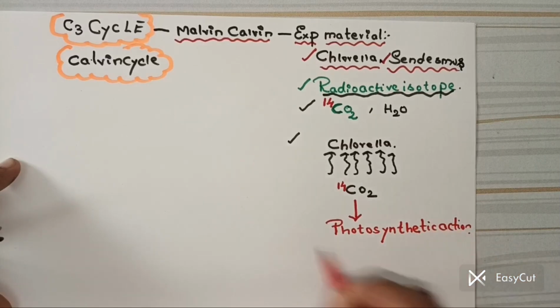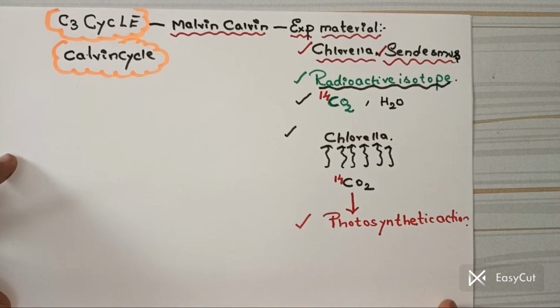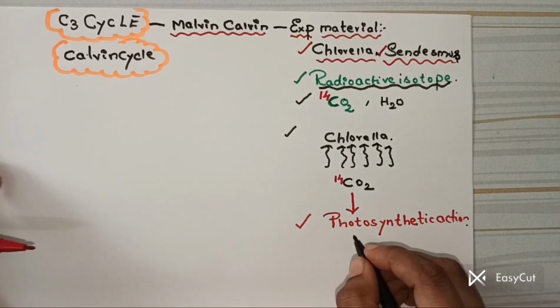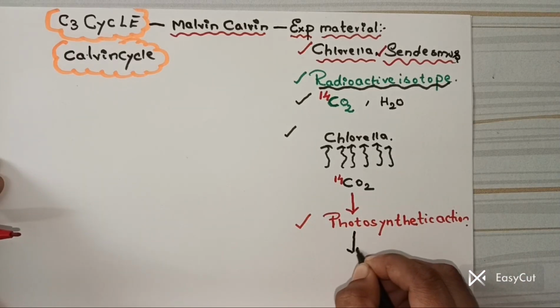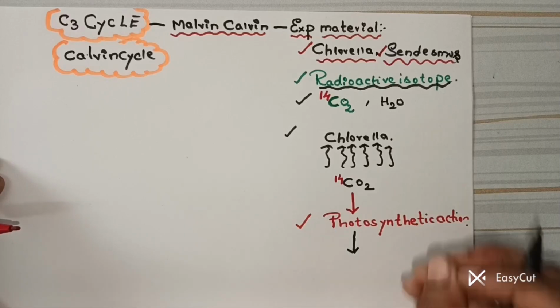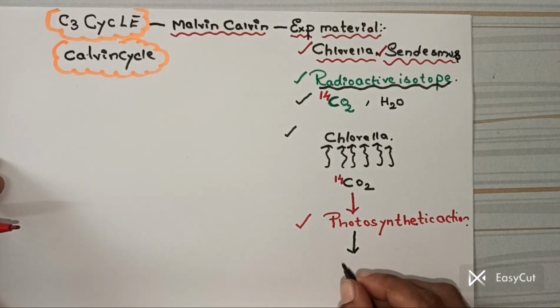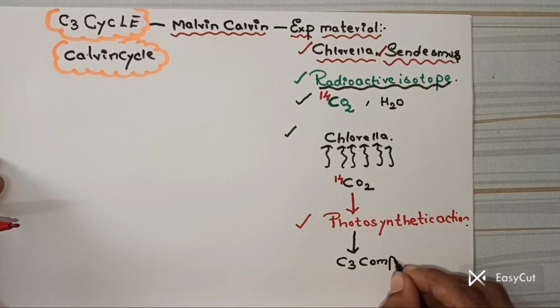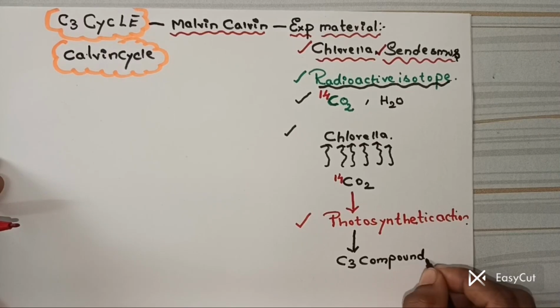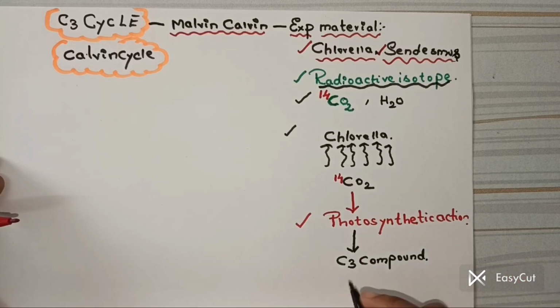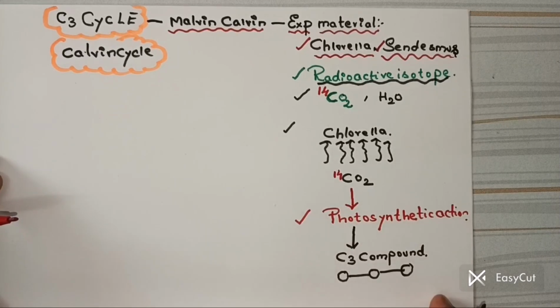He tracked the pathway of the C3 cycle. He observed that the first stable intermediate compound formed during this Calvin cycle is a C3 compound. It's not a C6 compound, it is a C3 compound, a stable intermediate compound. This is a 3 carbon compound.